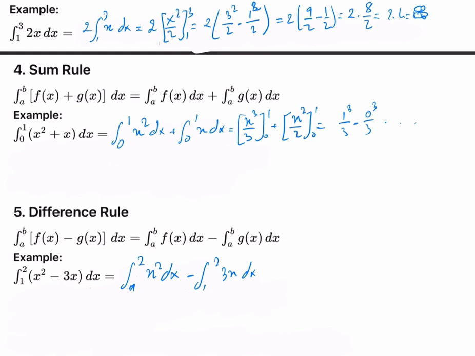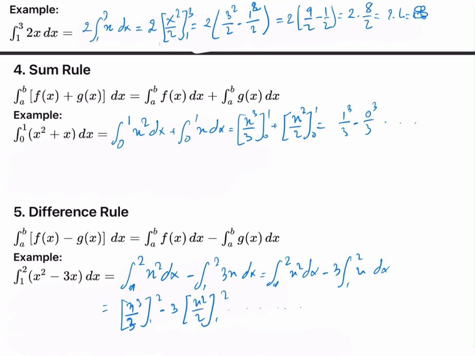Okay, so we can do this: it is equal to the integral from 1 to 2 of x squared dx minus 3 times the integral from 1 to 2 of x dx, which is equal to x cubed divided by 3 from 1 to 2, minus 3 times x squared over 2 from 1 to 2, and you can just keep doing the calculation. I can go more if you want.